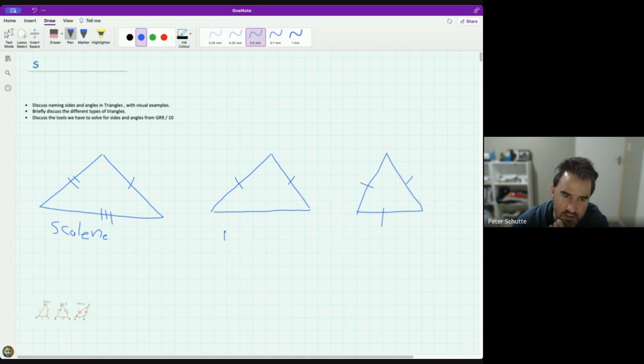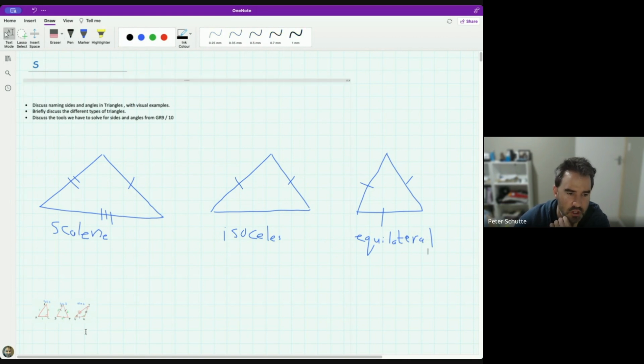So we had scalene, isosceles, and then we have equilateral. So this is what we call classifying triangles by their sides. But if we want to classify triangles by their angles, how would we name triangles? So if I want to talk about triangles in terms of their angles, what are we going to talk about?